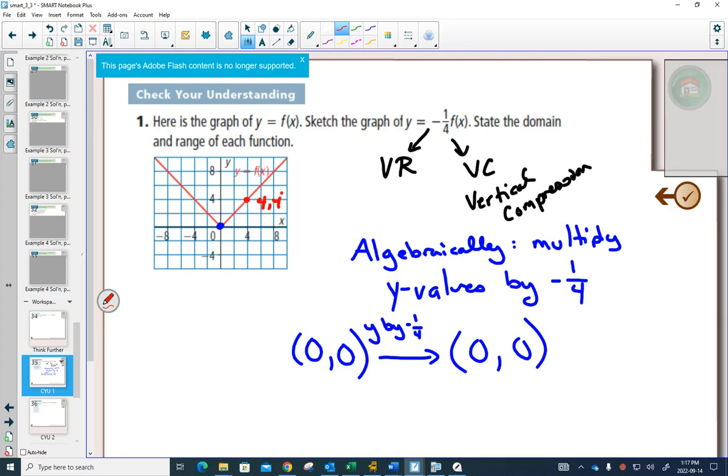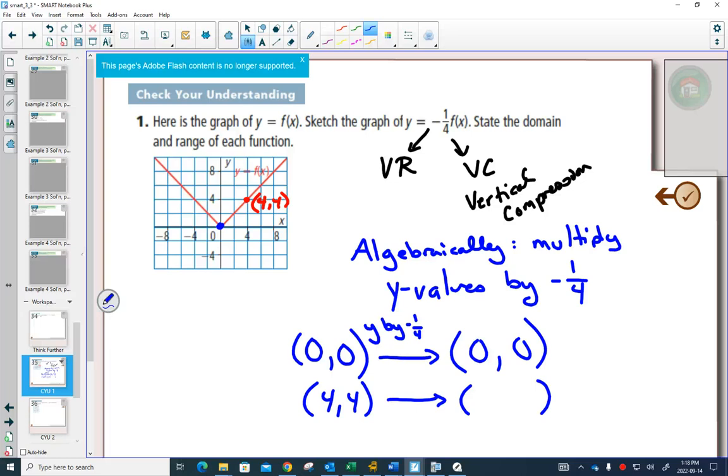I'm going to choose 4, 4. Can you see I could have chosen 1, 1 or 2, 2 or 3, 3 or 4, 4. The reason I chose 4, 4 is because I was already anticipating this. If I multiply my y values by -1/4, that's like dividing by 4. I tried to pick a number that would divide nicely by 4. So 4 worked out well.